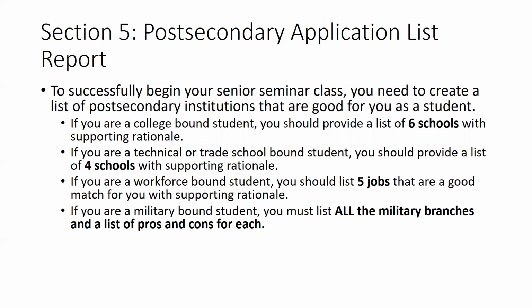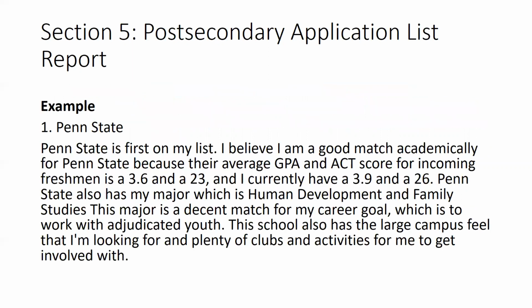I'm going to try my best to walk you through this. There's no perfect way to get it done, but I'm going to show you a model of what that needs to look like first. So for example, if you're a college bound student and you select Penn State, here's a little blurb that I have here. Penn State is first on my list. I believe I'm a good match academically for Penn State because their average GPA and ACT score for incoming freshmen is a 3.6 and a 23, and I currently have a 3.9 and a 26.